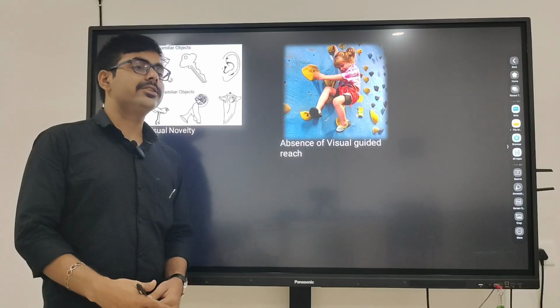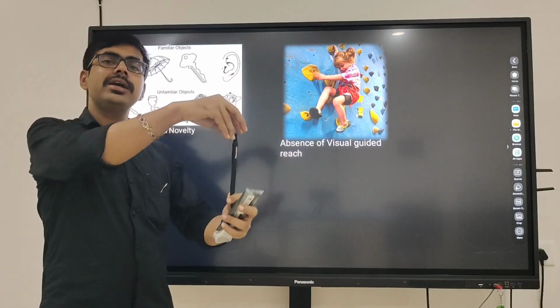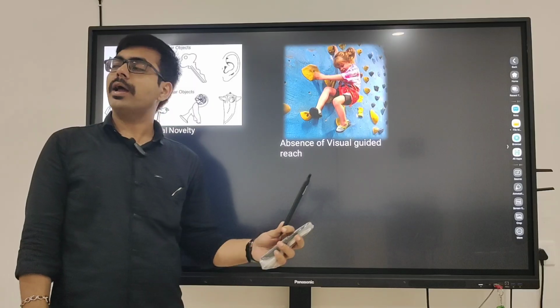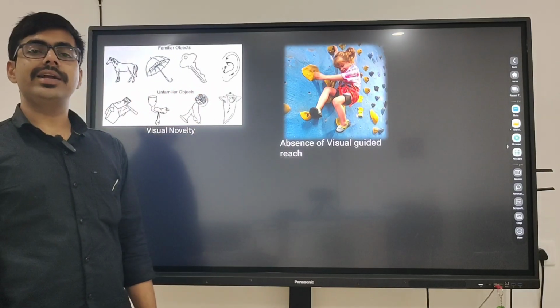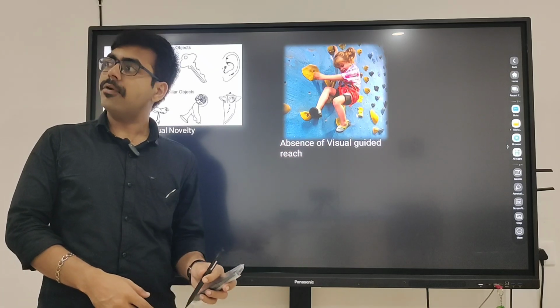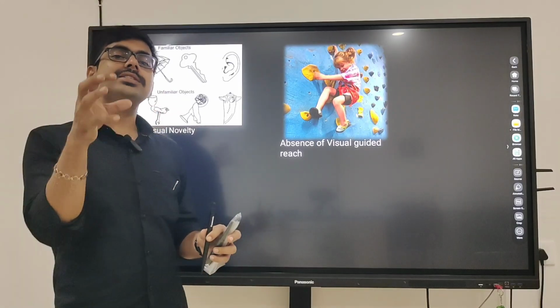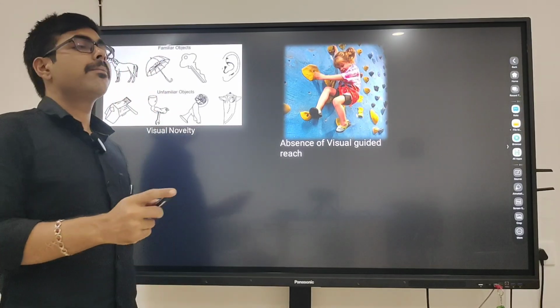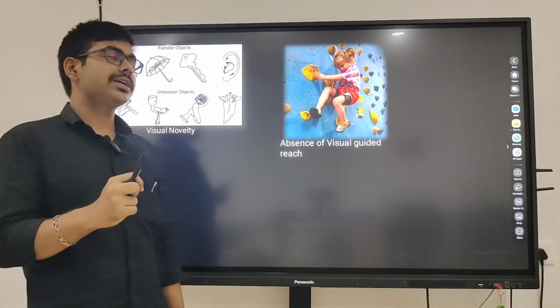Absence of visually guided reach means whenever a target is there, we will look and we will take the target, but usually with cerebral visual impairment they will look to another side and they will take the target, because there will be a problem with sensory integration. First they will look at the target, where is the target, then they will look away from the target, then take it. Understood? So looking at the target and taking it needs multisensory stimulation, but children with cerebral visual impairment have a deficit in multisensory integration.